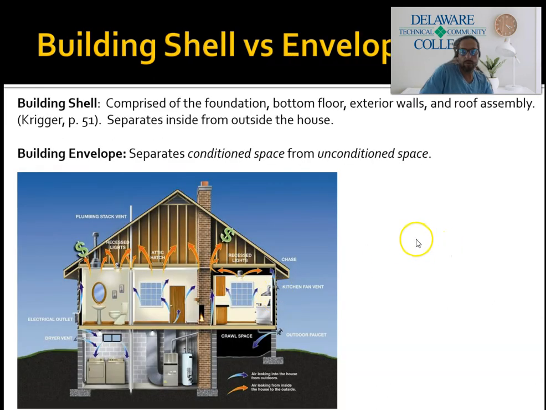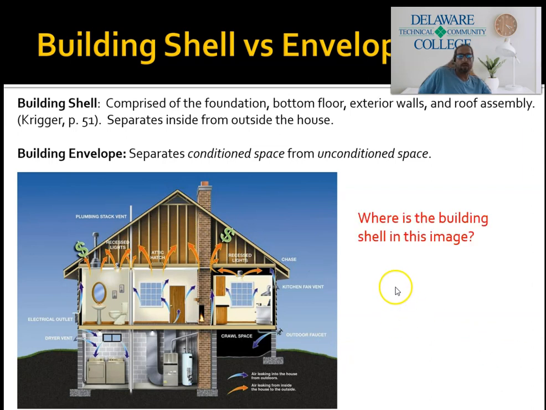Here's another example. If you look at this house, the building envelope encloses the conditioned space, and the building shell just delineates the inside and outside of the building, right? So the building shell is easy to figure out. The building shell is just the exterior of the building. The building envelope can be a little more tricky, and we spend a lot of time in energy management figuring out where the building envelope is. And sometimes we can manipulate the building envelope in some different ways.